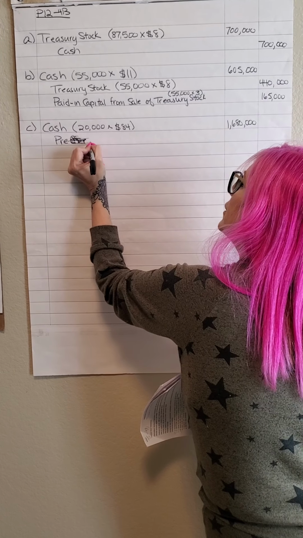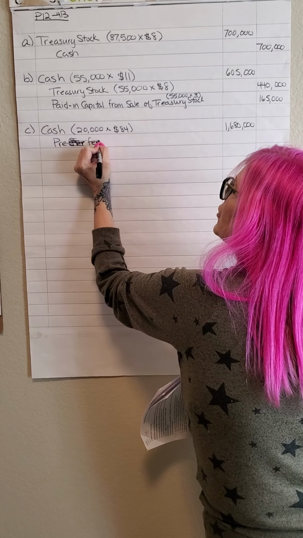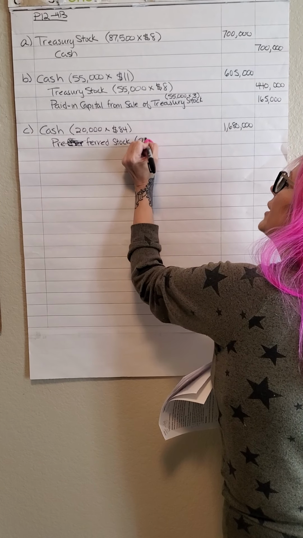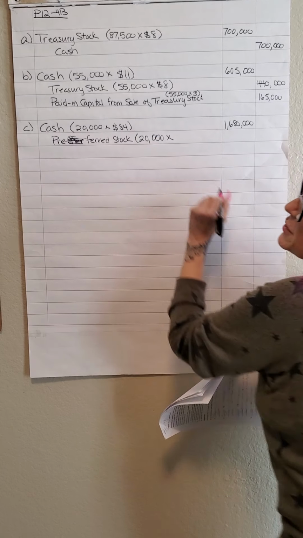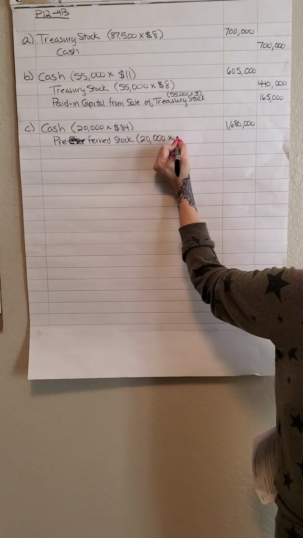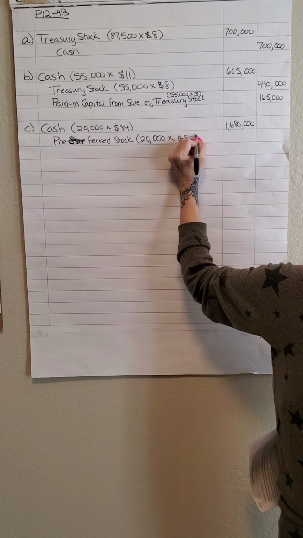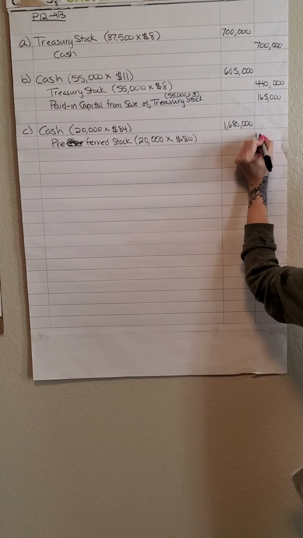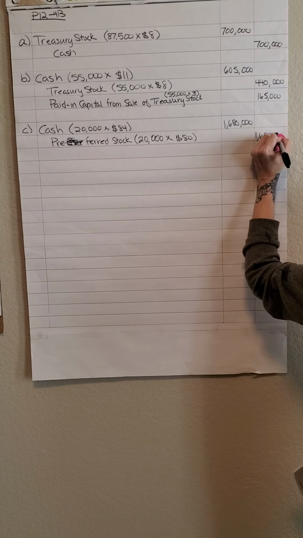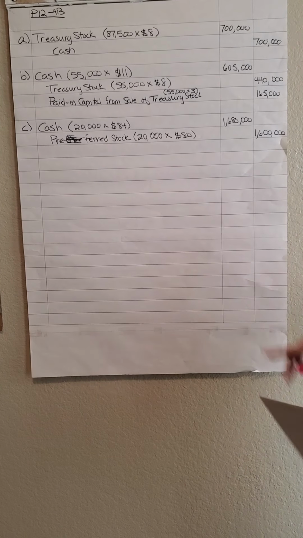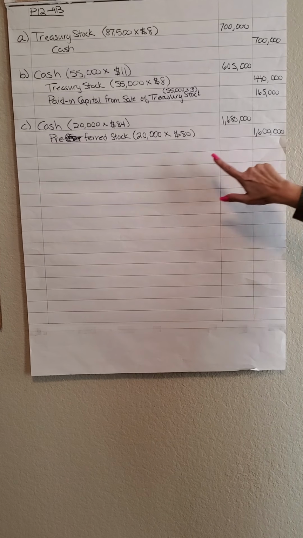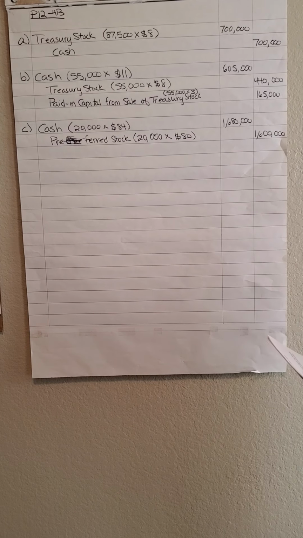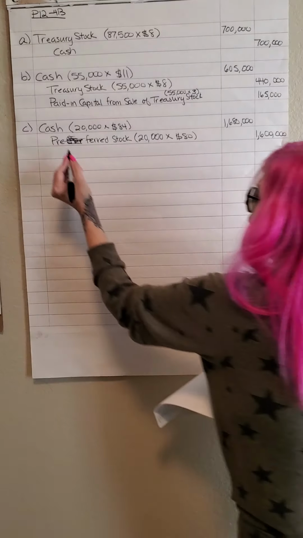So preferred stock, which is going to be the 20,000 shares times the par value, which is $80 per share. And so in that account, we're going to credit preferred stock for $1,600,000. And then the amount left over, the difference between the cash and the par times the shares issued, is going to be paid in capital in excess of par preferred stock.